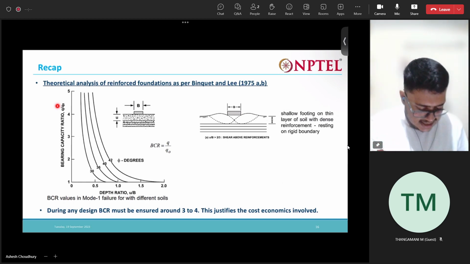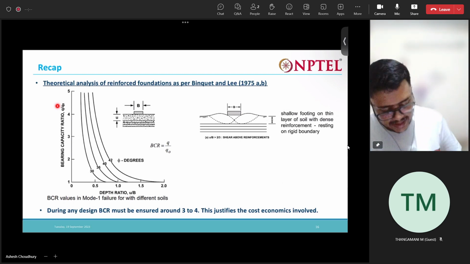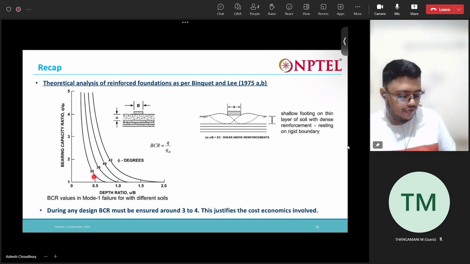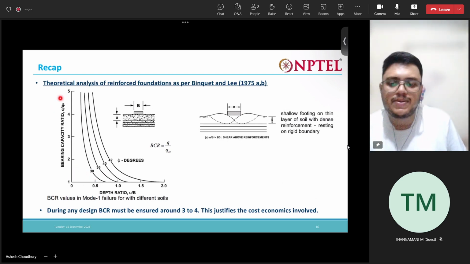So here we can see that for the first mode of failure, the bearing capacity for soils with different phi can be obtained from this graph. For a soil of 30 degrees and a U/B ratio of 0.5, if we are considering that the first mode of failure will happen, we can get this q by q naught ratio. It is the bearing capacity ratio.